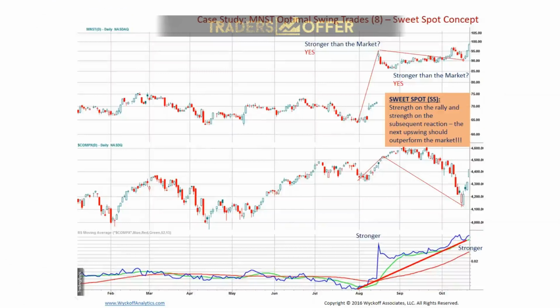Unlikely you're going to find this in any of the literature. This is a Romanism. I just came up with this myself. This sweet spot signifies the area where we want to see a sequence of outperformance on the rally and on the subsequent reaction, during the times when the market is showing a reaction in the up market. And we want to find this type of scenario in this sequence when the market is going down. Those stocks are going to significantly outperform.